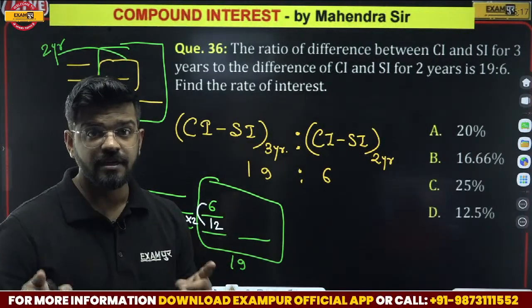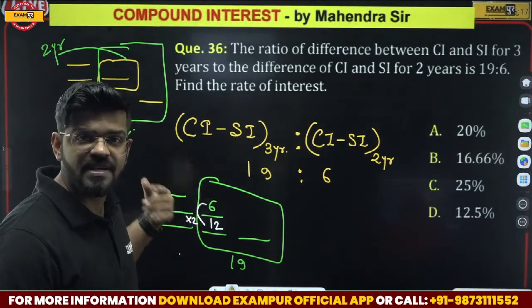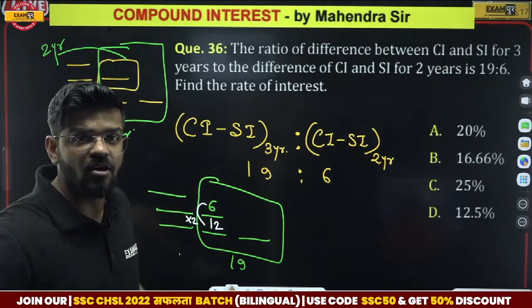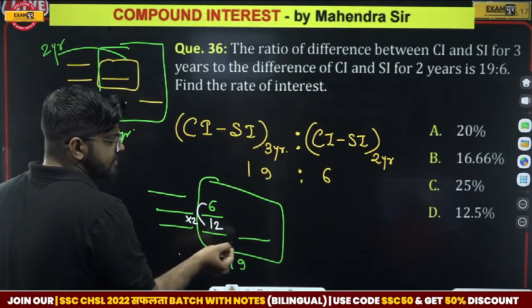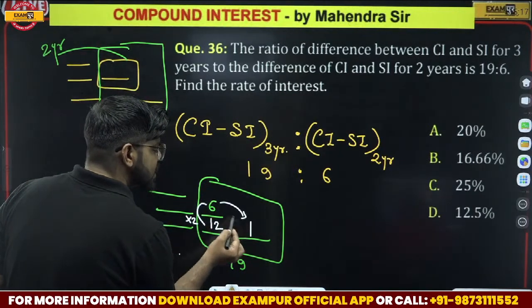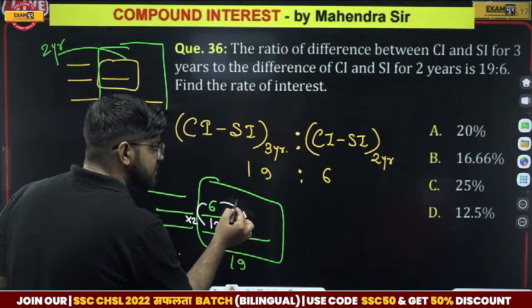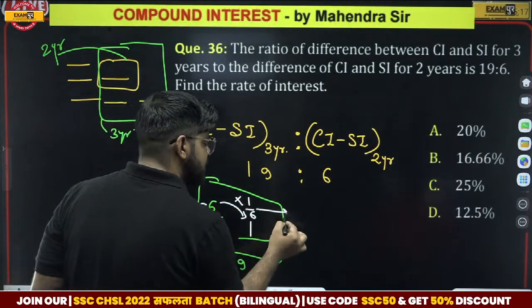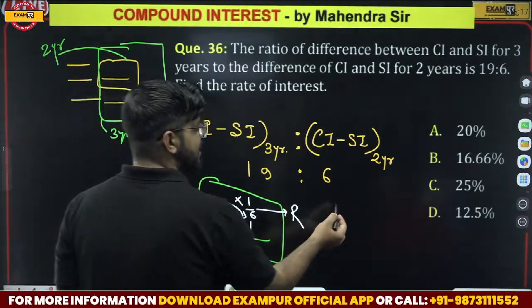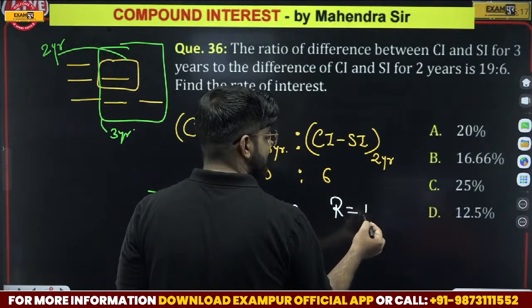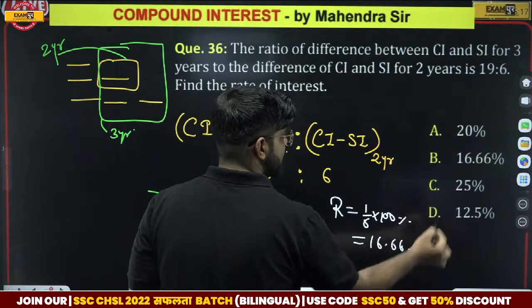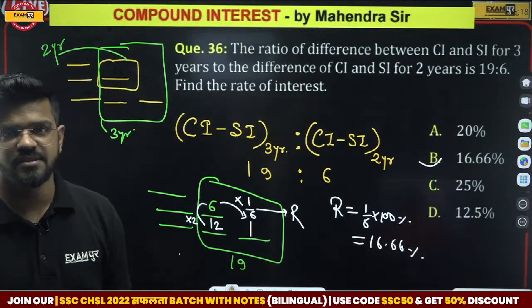If you have not checked all the previous slides, previous questions, just go through from the start so that you can understand all these concepts. And now 18 is here, so what is left? 1 is left. How will you calculate here? What you multiply here to get 1, you multiply 1 by 6. Now this 1 by 6 is nothing but the R. That means my R is 1 by 6 into 100%. 16.66% is my right answer.